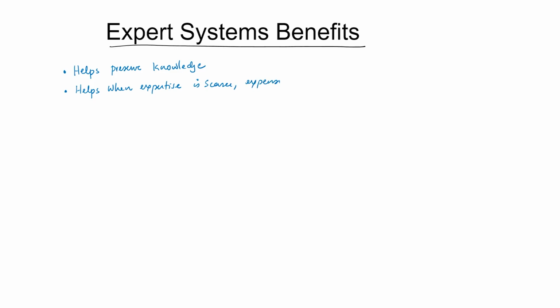Expensive or unavailable, okay. So, when expertise is scarce, expensive, or unavailable, then an expert system is right. Then, as we said earlier, it also helps you to preserve knowledge because experts die, okay. Remember, human experts die, okay.